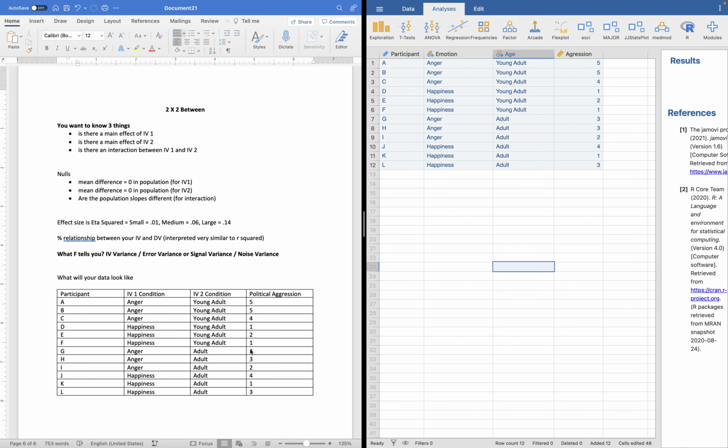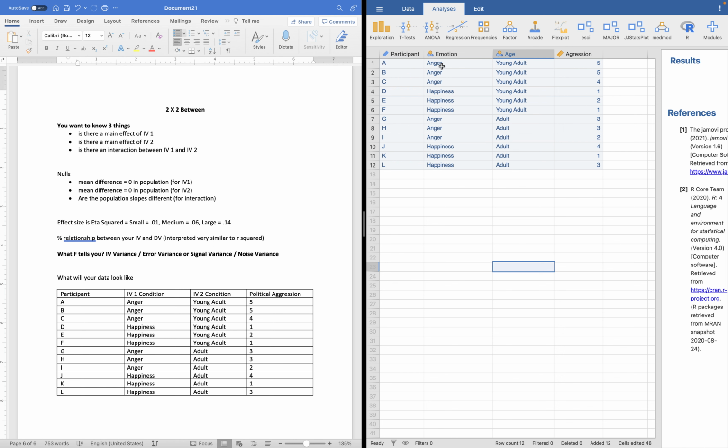So the trick you can use to figure out if you have a completely between subjects design is if you're only recording your dependent variable once from each participant, you're only recording their political aggression once from each participant, then you have a completely between subjects design. Entering your data should be old hat by now. One row per participant, right?